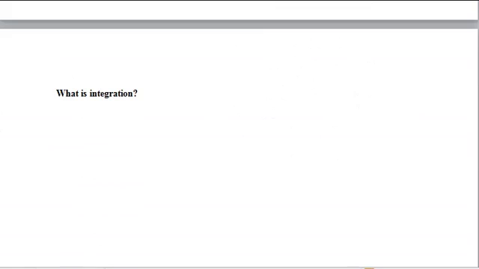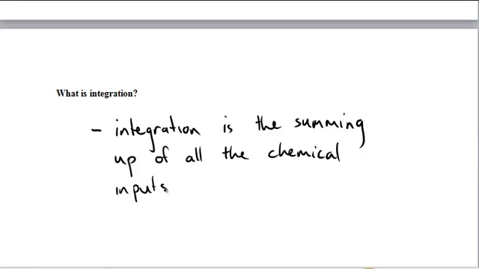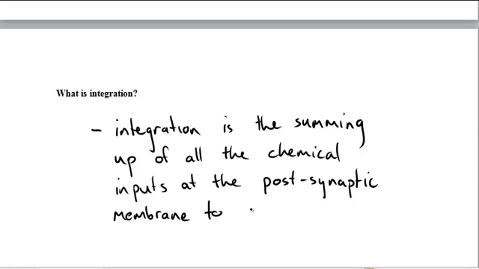So before we move on, we just want to take a close look at what integration is. I've been using this term throughout this unit, and we just want to clearly define it. Integration is the summing up of all the chemical inputs at the postsynaptic membrane to determine if an electrical signal will be perpetuated.